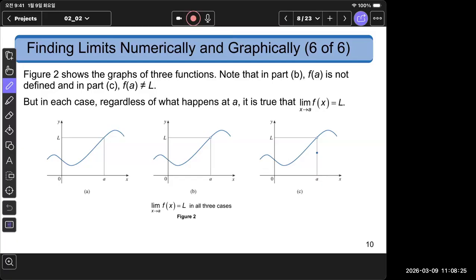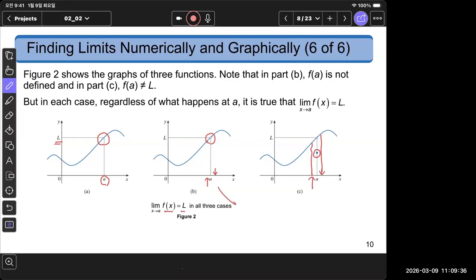So here in figure A, as x approaches a, near a, function values are very close to the value L. In B, differently from A, the function is not defined at a, but if I consider any point near a, the corresponding function values will be close to L. In C, the function is defined at a, but the function value at a is different from L, but we do not care about this, because when I consider any arbitrary value near a, the corresponding function value will be very close to L. So in all three cases, we say the limit of f of x is L as x approaches a.